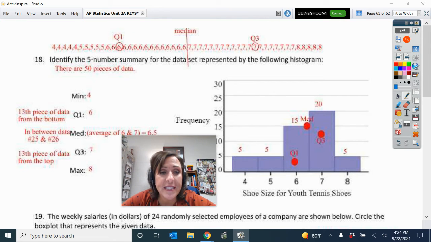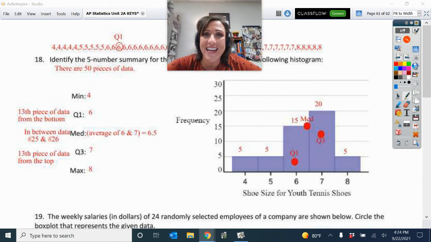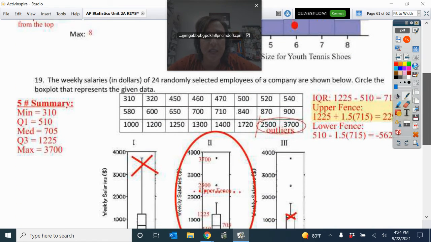All right, so that's how you could tell that. And of course, the max is 8 and the min is 4. All right, so that's how you do that with that histogram, since you might not know those.